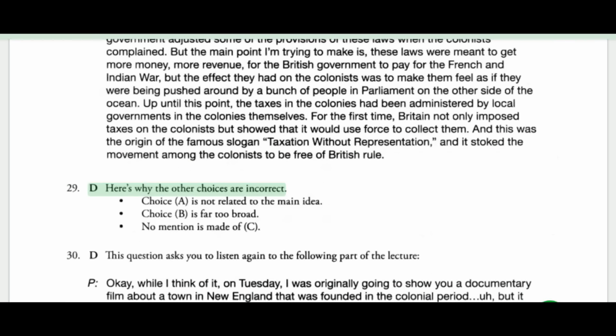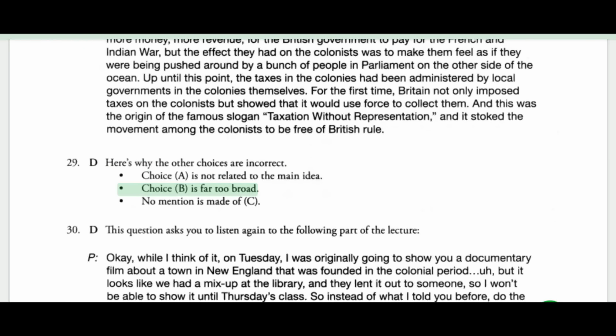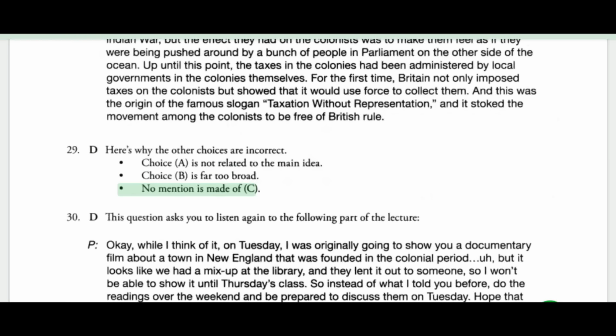29. D. Here's why the other choices are incorrect. Choice A is not related to the main idea. Choice B is far too broad. No mention is made of C.